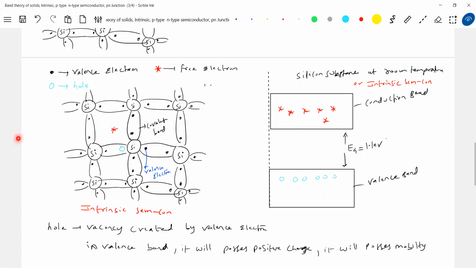Now next, one more thing we'll define called the Fermi level.